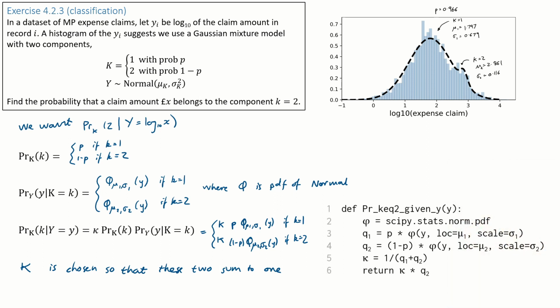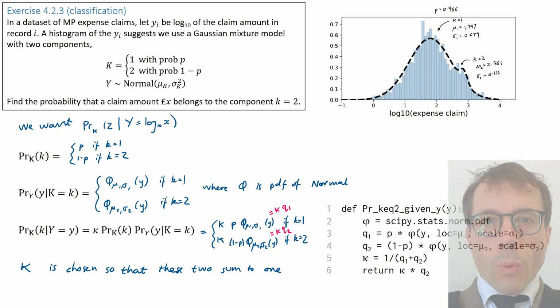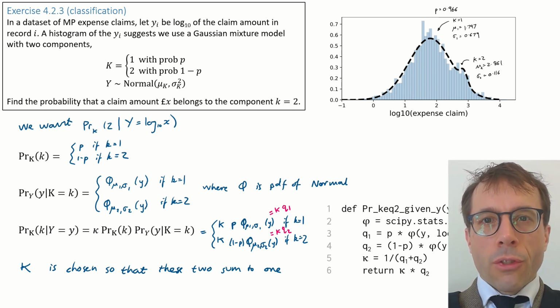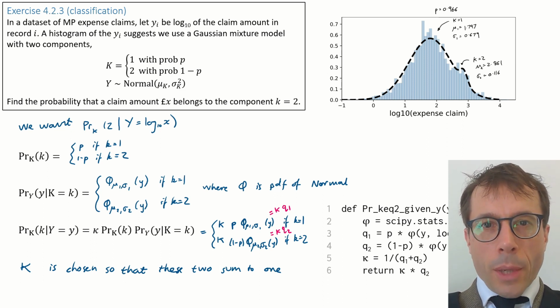And here's how we could find kappa in computer code. If I write out the 2 expressions as kappa times q1 and kappa times q2, then my code just computes q1 and q2. Then I set kappa to make kappa q1 plus kappa q2 equals 1. That's what we're doing on line 5. And then my final answer is just kappa times q2. The point here is that the random variable we're interested in, k, is a discrete random variable with a small sample space, in this case just 2 items. So we can work out the normalizing constant kappa by exhaustive enumeration, in this case by summing up q1 and q2.